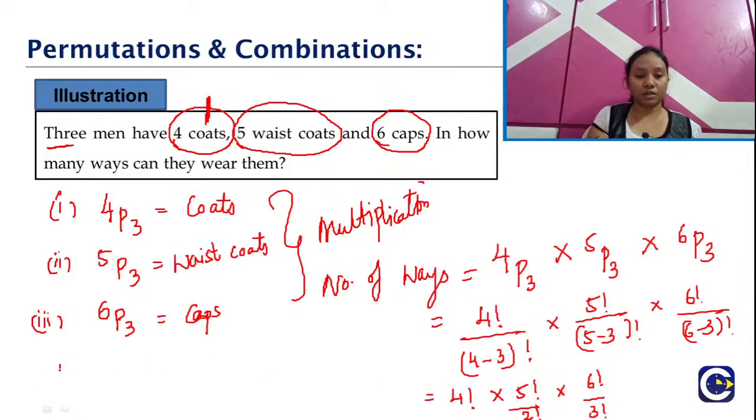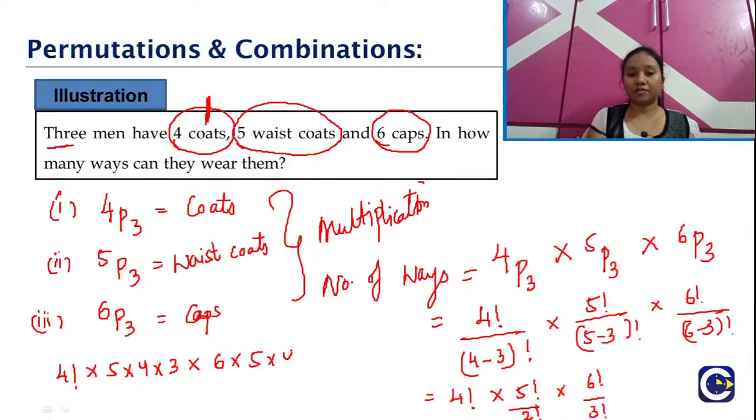So here the value will be 4 factorial into 5 into 4 into 3, and 2 will be getting cancelled with the denominator. Similarly here 6 into 5 into 4, and with 3 the remaining will be getting cancelled here. So let's do the calculation. So 5 into 4 into 3 into 6 into 5 into 4. So that will be 7200 into, again we are having the 4 factorial, which is 4 into 3 into 2.